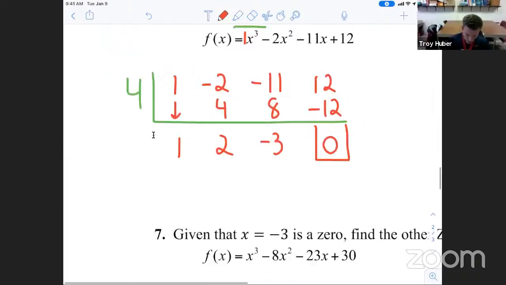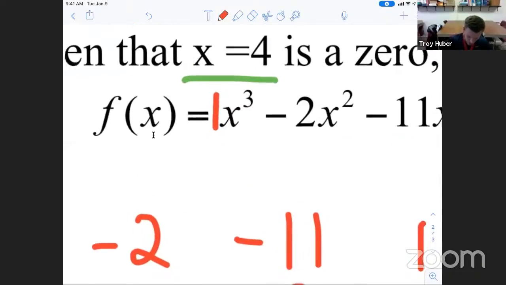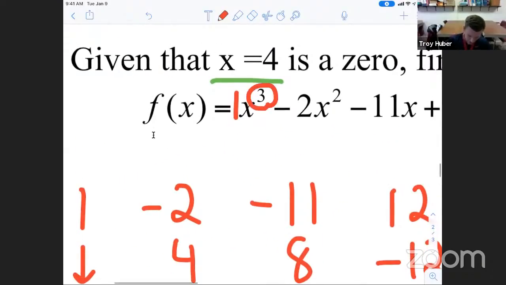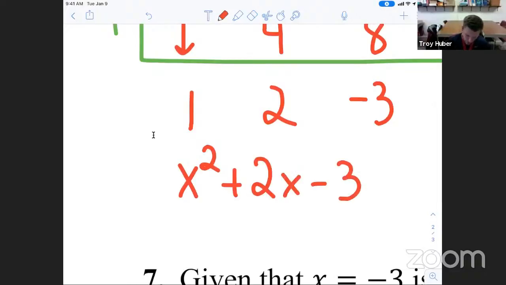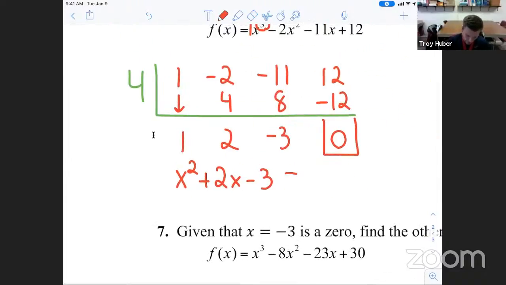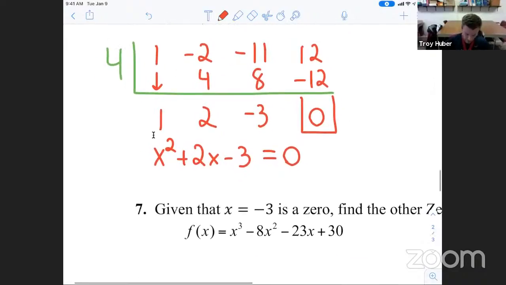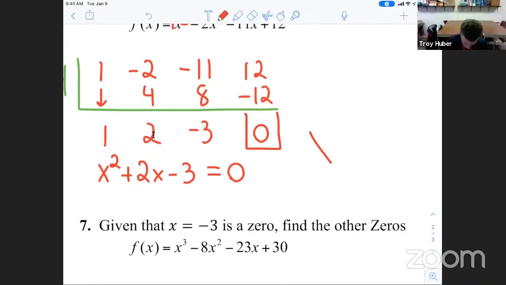So now we have one less degree, so it should just be x to the second instead of to the third. So I have 1x to the second, or just x to the second, plus 2x minus 3. And remember, we want to set this equal to 0 because we're going to factor it. All right, so in this case, we want to multiply to -3 and add to 2.